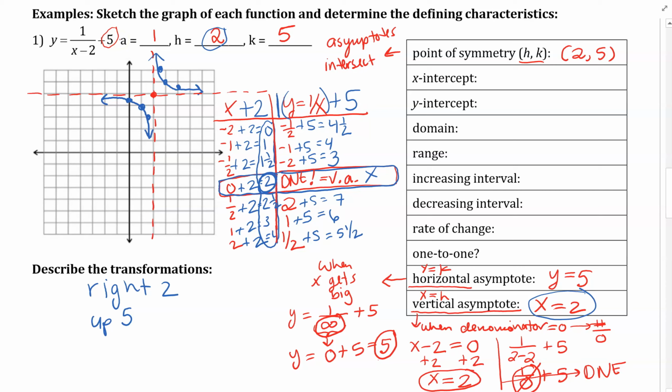And I am going to find the intercepts for that, the domain and range for that, increasing, decreasing intervals, rate of change, and whether or not it's 1-to-1. We already determined the horizontal asymptote and vertical asymptote of this graph in the previous video, as well as the point of symmetry, which is just h and k. So I'm going to go straight to domain and range because it has to do with those asymptotes and the point of symmetry.